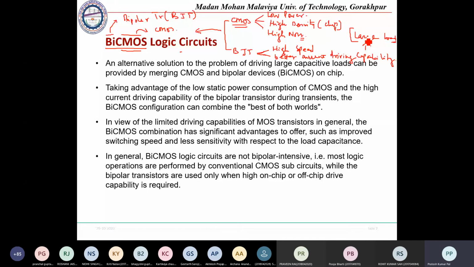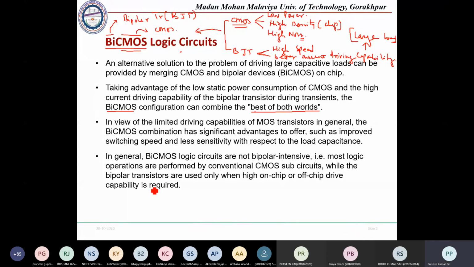Here loads are always considered to be in terms of the capacitance only. So the capacitance value is very large in terms of the load, and instead of resistance also. So we generally focus on the capacitive loads. We will be making the bi-CMOS logic by combining the best of both worlds. That means what is the best of BJT and what is the best of CMOS. We are going to combine it to form the bi-CMOS logic, so it will be having the combined properties of these two.